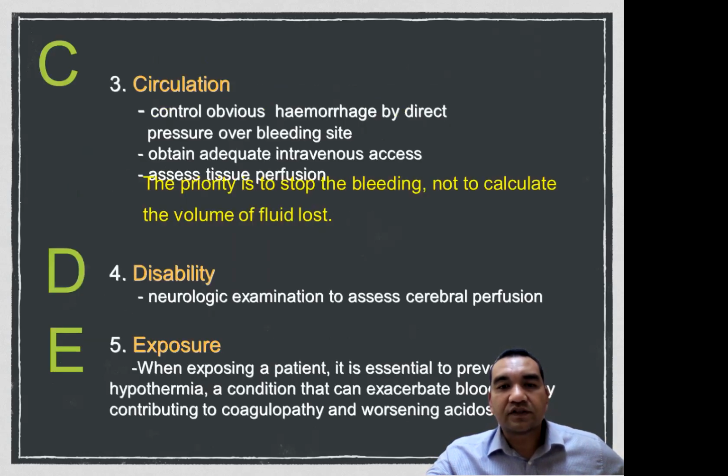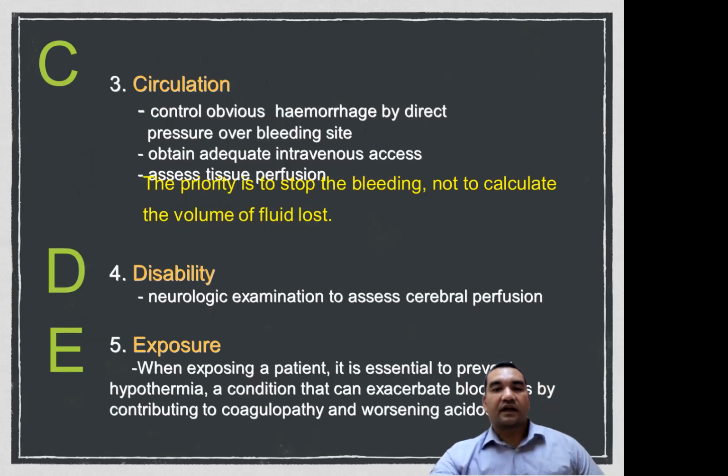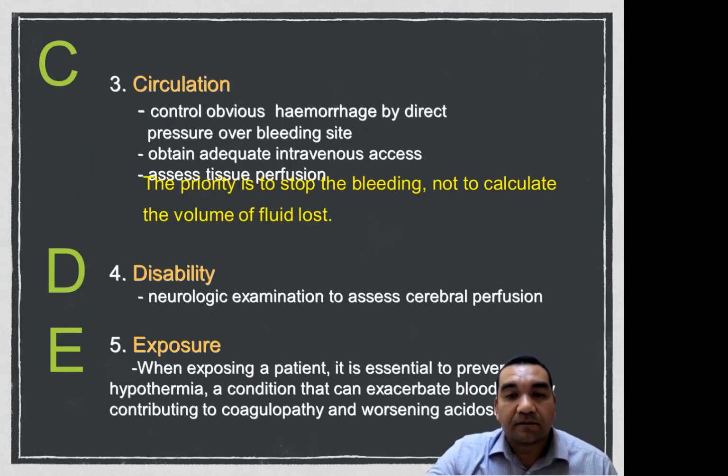Circulation: control obvious hemorrhage by direct pressure over the bleeding site. We need to obtain adequate intravenous access as well. And our practice is to stop the bleeding. Remember not to calculate the blood volume of fluid loss. If there is ongoing bleeding, stop the bleeding first. Don't think about calculating how many liters; we stop the bleeding.